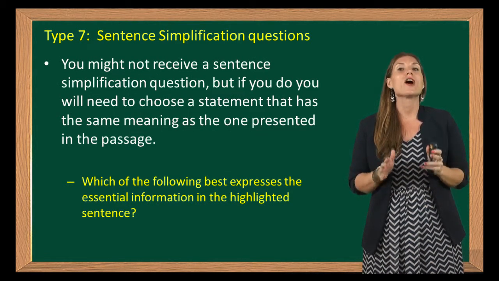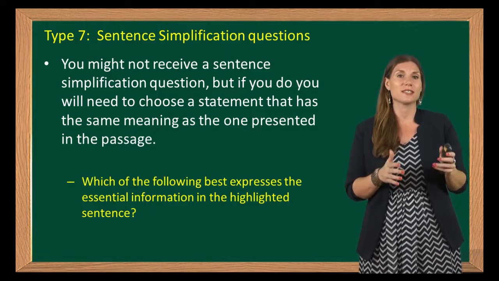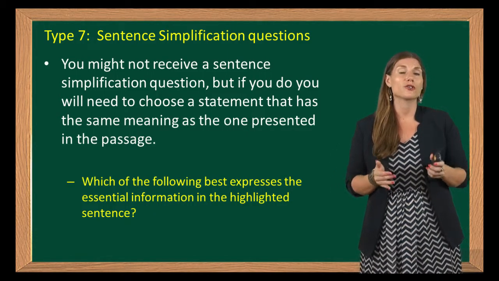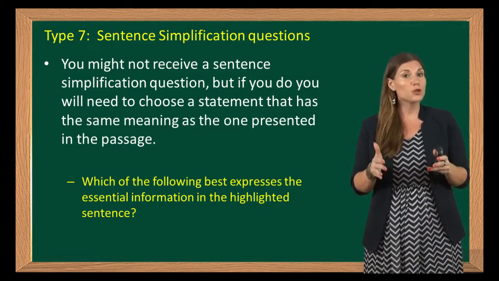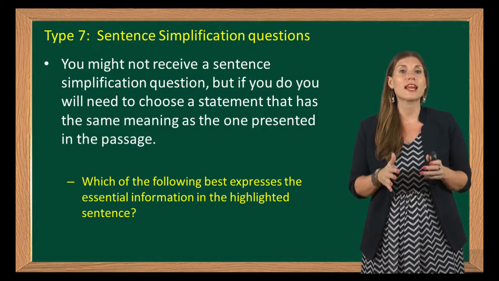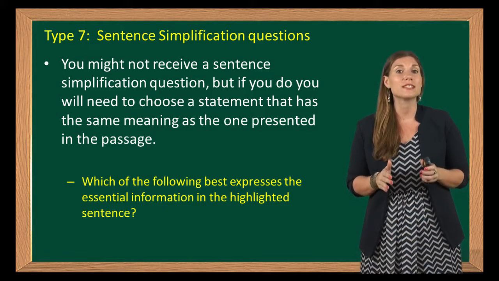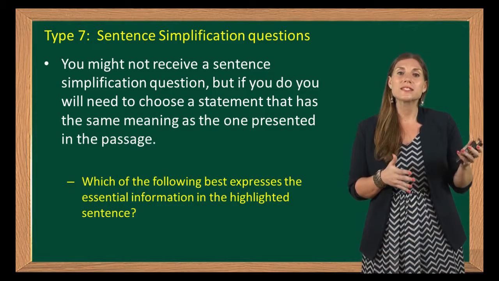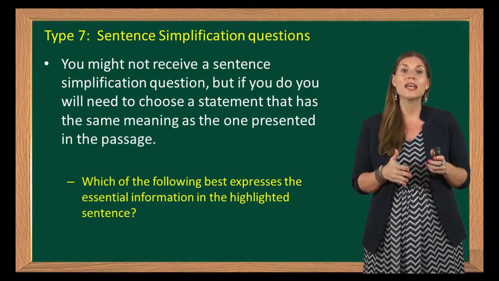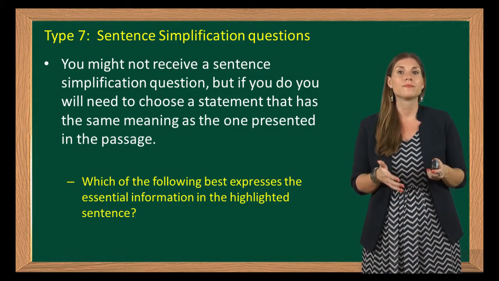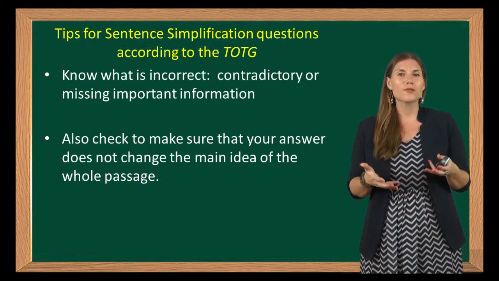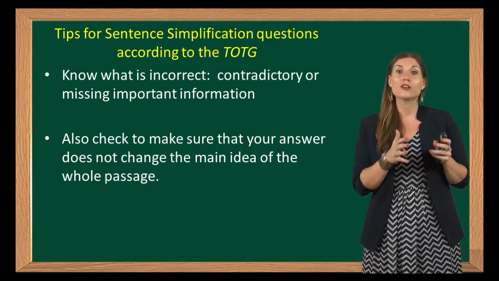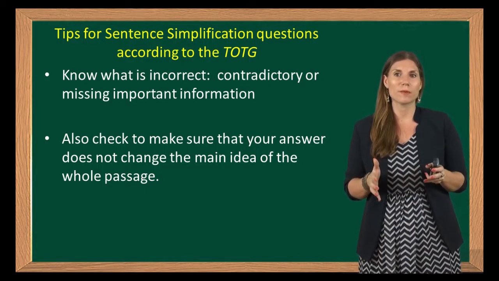So type 7 are sentence simplification questions. You might not receive one of these on your TOEFL iBT exam, but if you do, you will need to choose a statement that has the same meaning as the one presented in the passage. So for example, which of the following best expresses the essential information in the highlighted sentence? So tips for this type of question. You need to know what is incorrect, contradictory, or missing important information.